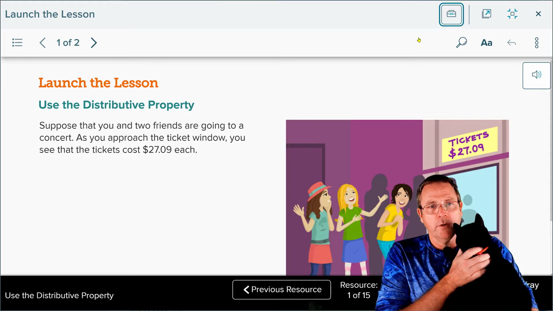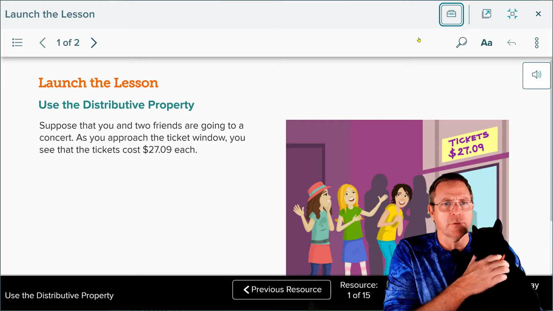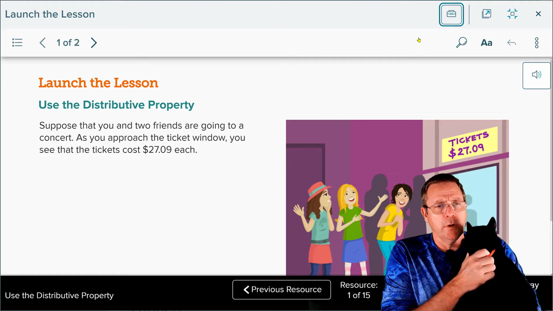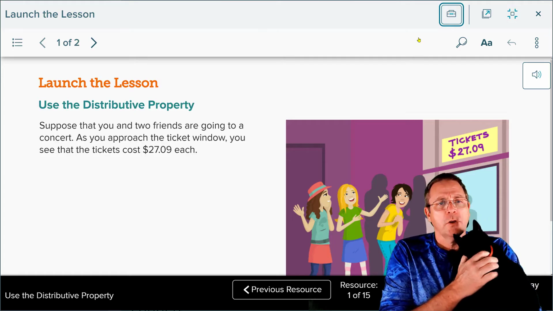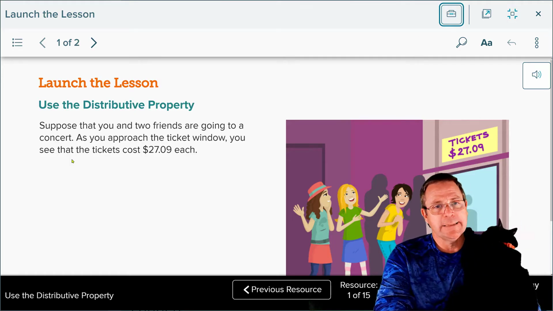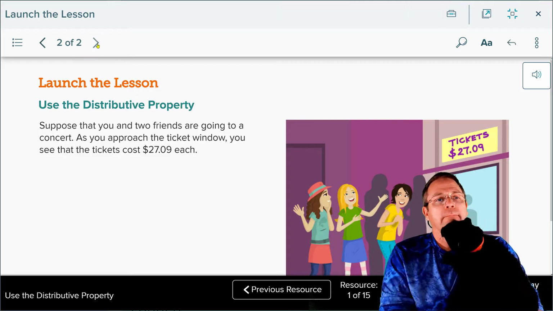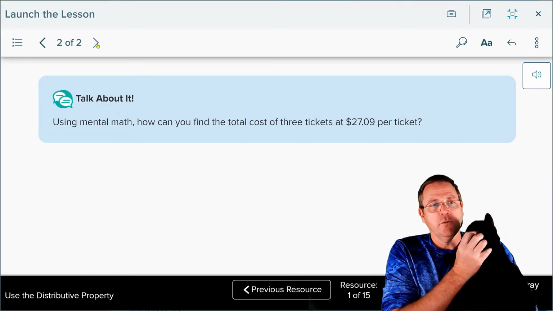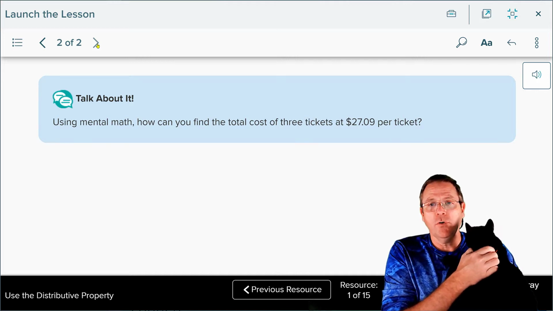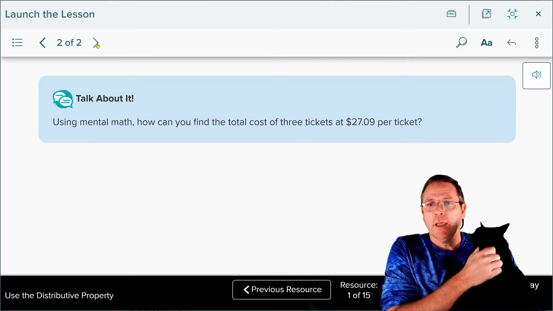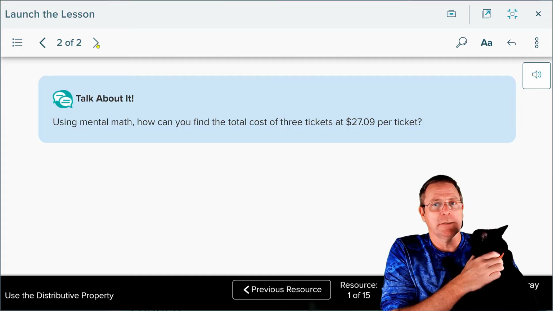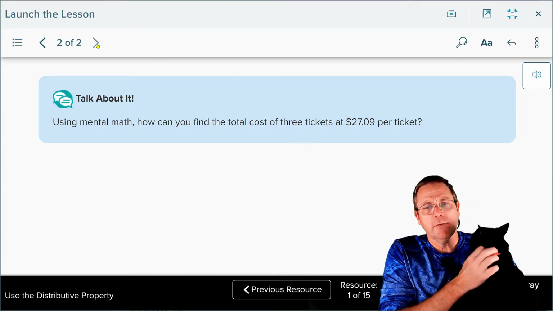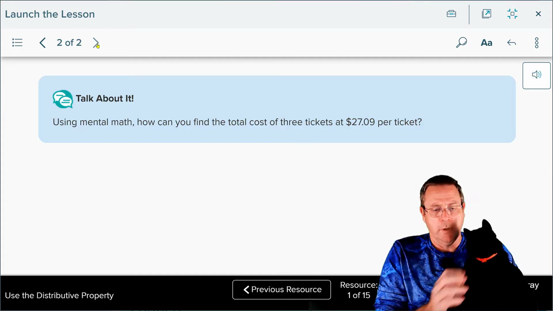Suppose that you and two of your friends are going to a concert. As you approach the ticket window, you see that the tickets are $27.09 each. Using mental math, how can you find the total cost of 3 tickets at $27.09 each? These are some of the things we're going to be talking about while we're doing this lesson.